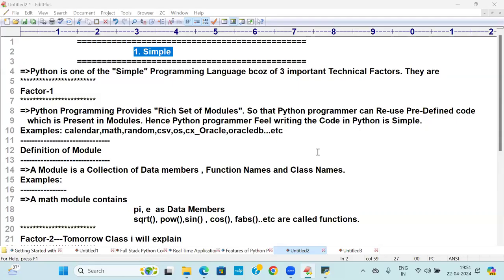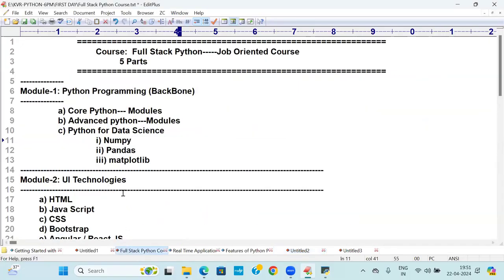Hello. Yeah, tell me, Hemant. Good evening, sir. I am having around 5 years of career gap. Should I learn DSA along with this course? For you, with your experience, DSA is not necessary. You learn full stack Python. Okay, sir.